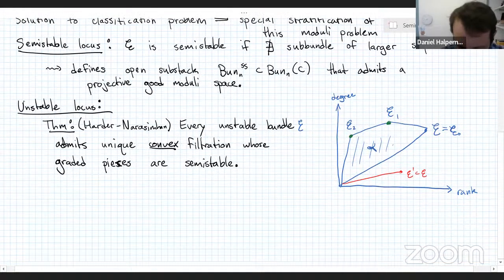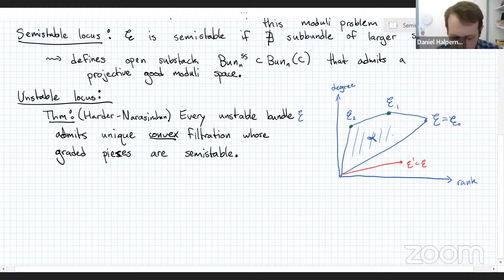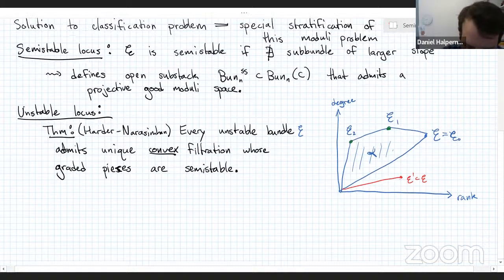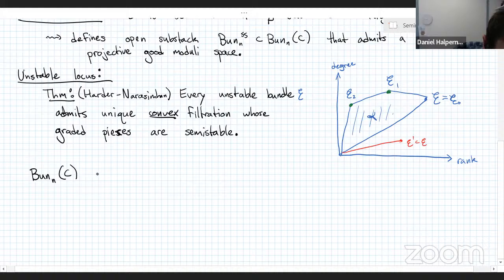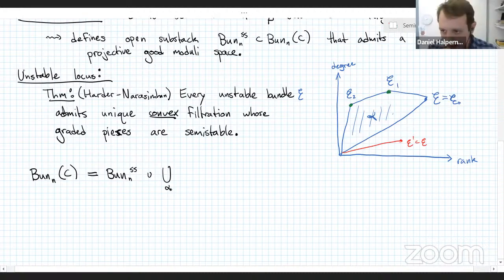And so it's kind of a remarkable theorem, and I'll explain it even more. It's even more remarkable when you reformulate it slightly. But finally, if you add Shatz's name, that's what I would call the complete solution of this classification problem. Basically, that says that Bun N of C is an algebraic stack, and furthermore, it has a stratification of this kind. There's a semistable locus, Bun N semistable, union a union over alpha, where the alpha here is the same alpha.